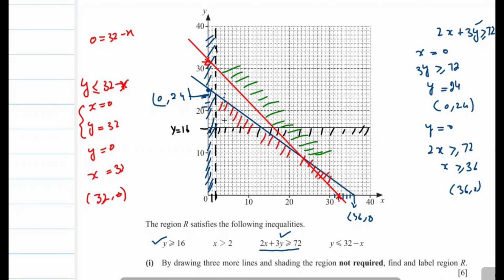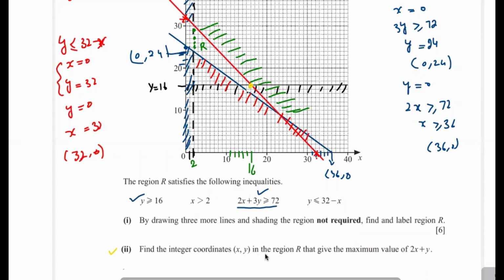The region here is, you can see here, this is the region. Now part two: find the integers x and y in the region that give the maximum value of 2x plus y. To get the maximum value, firstly we look at the maximum value of x. Here you can see these are the integers in this region. Starting from this line, this point is 13, 14, 15, and this is 16, the maximum value in the region.